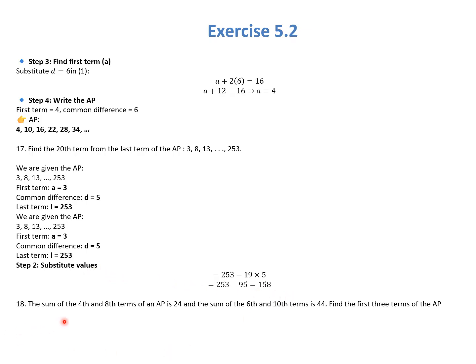Next is sum of the fourth and the eighth term of an AP is 24. Sum of the sixth and tenth term is 44. So this is very simple. We have to create the equations. We have to solve these equations and get the answer, because this chapter is ahead of the chapter on equations in two variables, and we know how we have to solve equations in two variables to get the values of a and d. So move to the next slide.